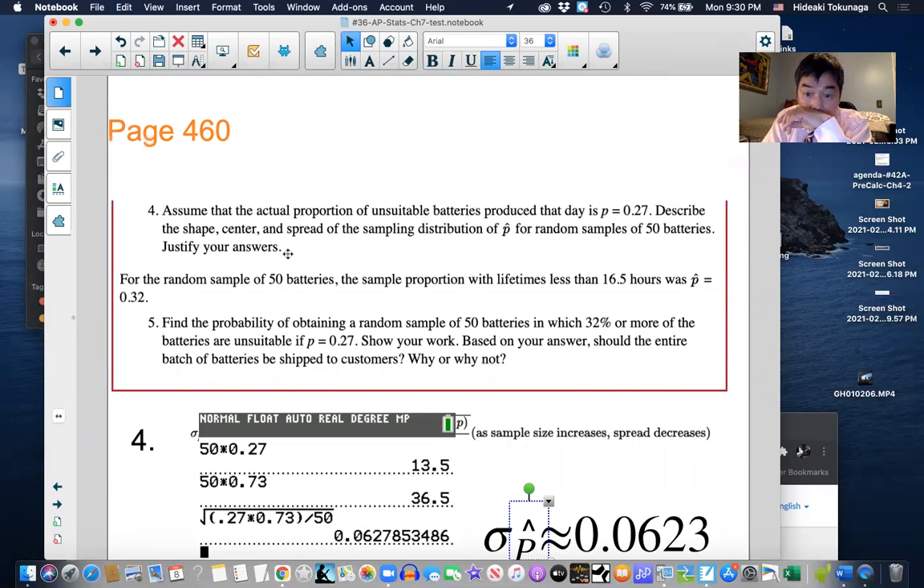Now what you have to do, number 5. Okay, shape, center, spread, sampling distribution of p hat. Okay, shape. So this is going to be a normal distribution. Center is going to be at the mean, right? Center at the mean means proportion, so it's going to be 0.27. So 0.27 is going to be at the mean.